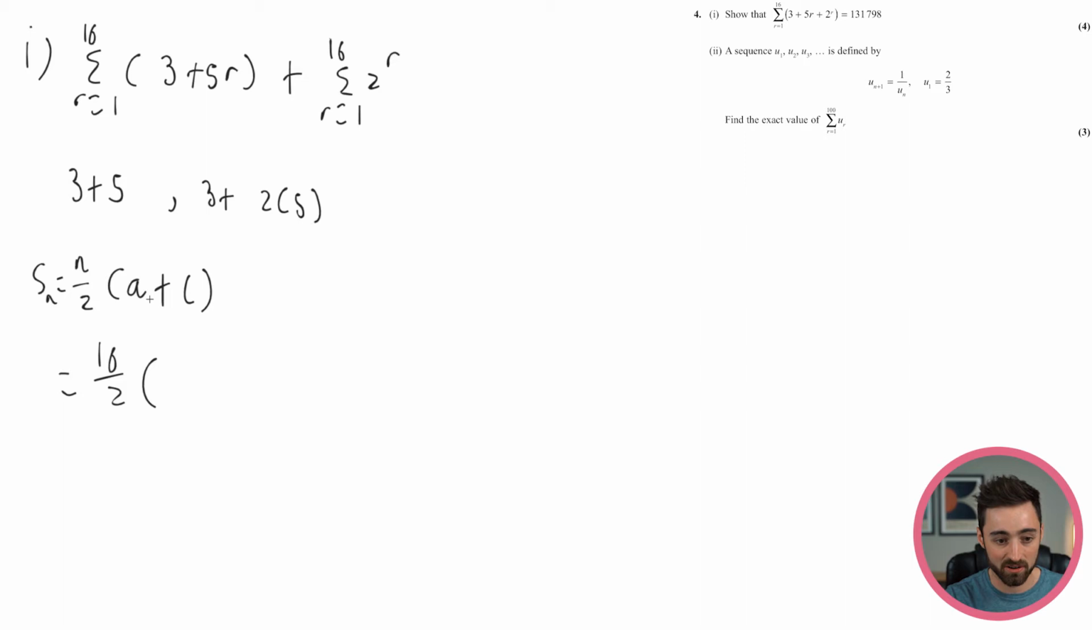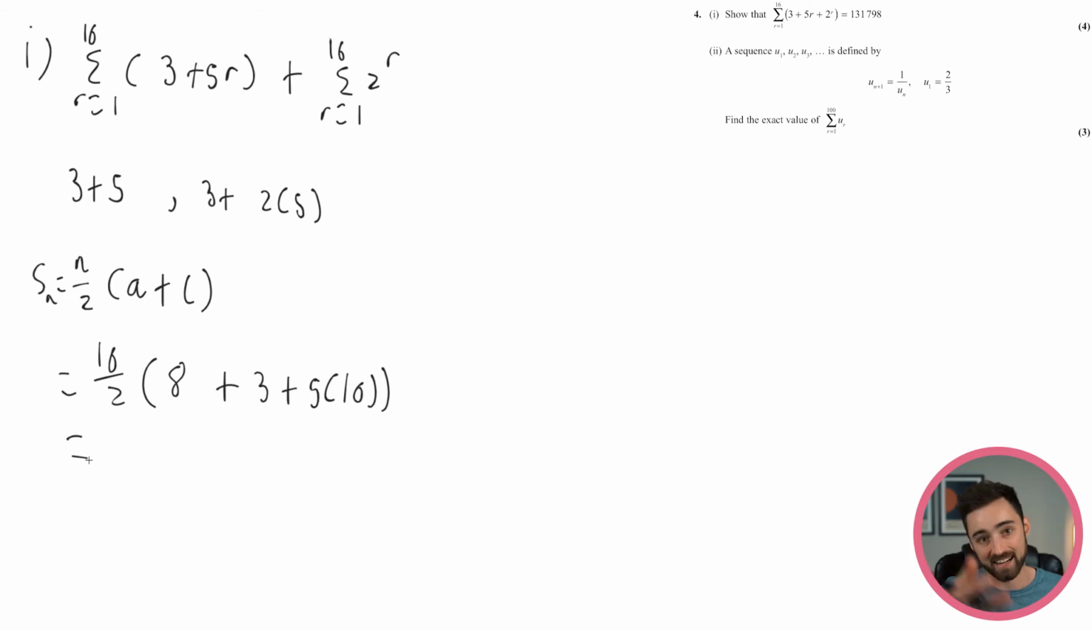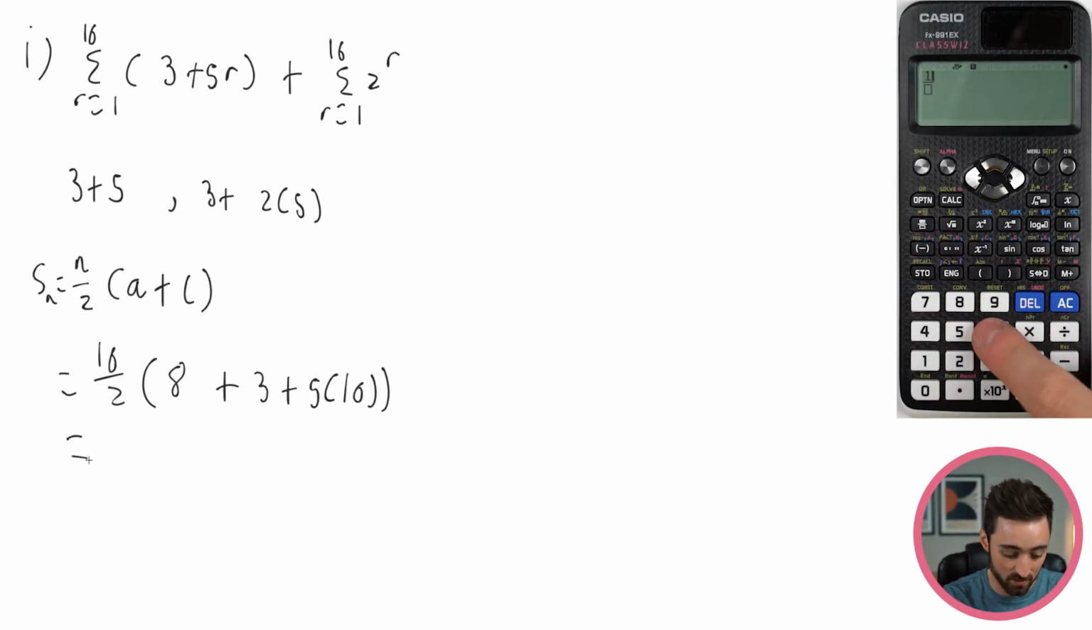A, what's that going to be? It's the first term. So again, that's this, isn't it? The 3 plus 5. So that's going to be 8. And then plus l, the last term. Well, the last term is when r equals 16. So if I sub r equals 16 into this, I would get 3 plus 5 times 16. So this here, I can simplify slightly. That is going to be the sum of that bit, and then I'm going to add it to the one on the right. So 16 over 2 is going to be 8, and then times 8 plus 3 plus 5 times 16. That's going to get me 728. Okay, so let's park that.